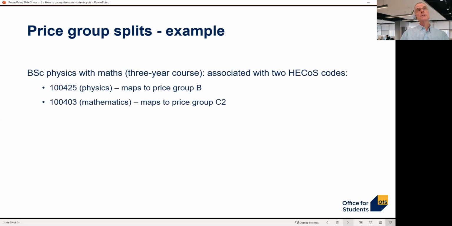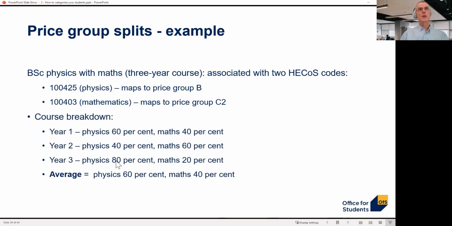Here's an example of a type of course, physics with maths over 3 years, and it's associated with these 2 HECOS codes. The first one maps to price group B because it's to do with physics, and the second one is C2, which is where a lot of the mathematics falls. So here's a breakdown of how the different years work out. In the first year, 60% on physics, 40% on maths, 40% in the second year on physics, 60 on maths, and then in the third year, 80% on physics and 20% on maths.